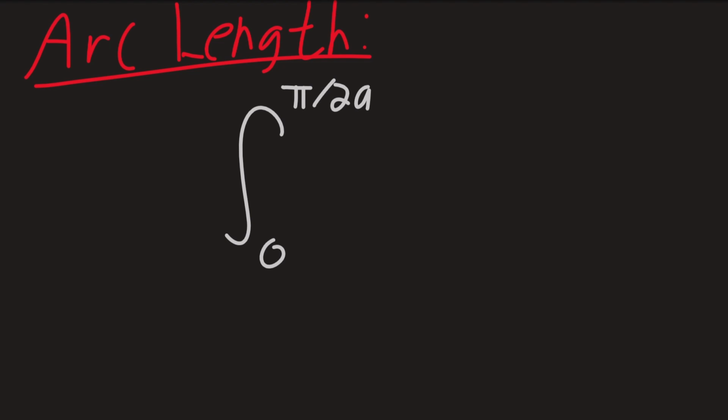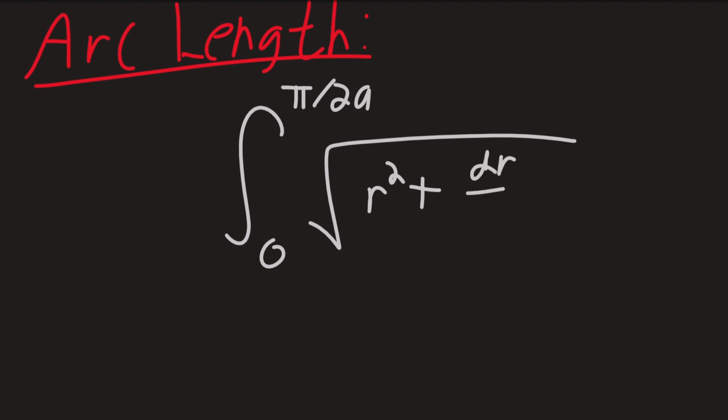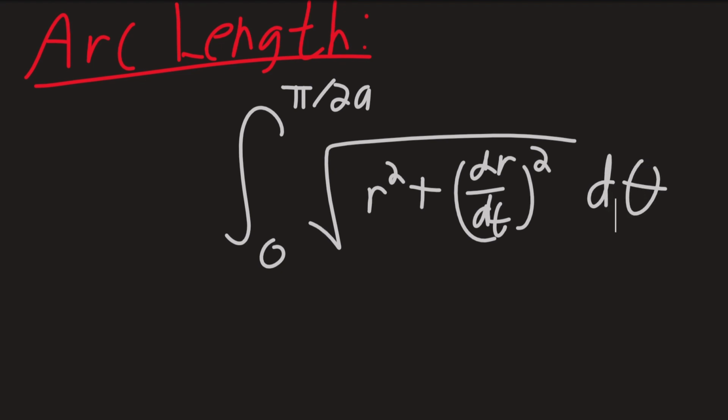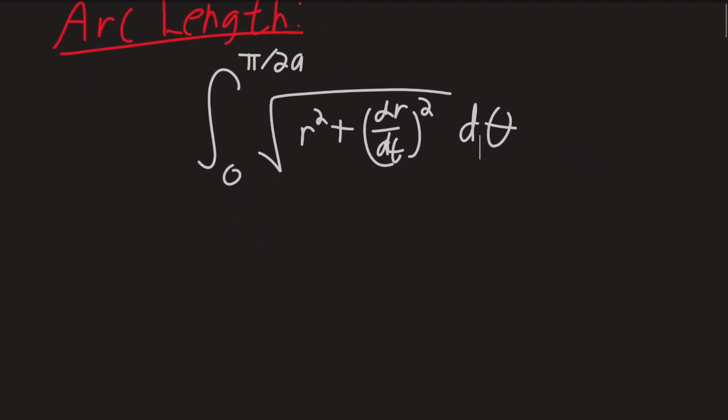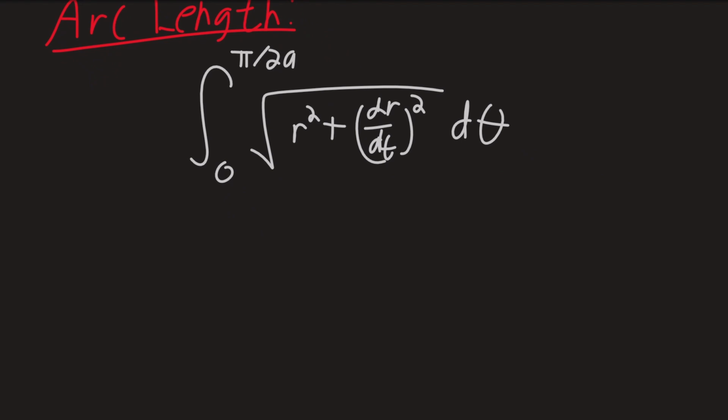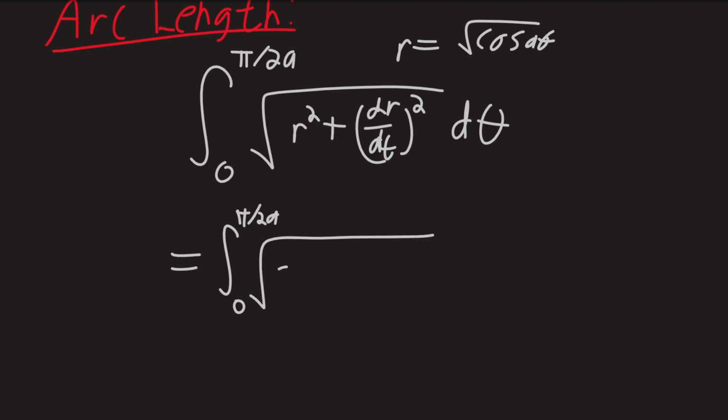We're going to have the square root of r squared plus dr d theta squared. And it's basically straight out of BC or Calc 2 class, I believe. Okay, and we know that r is just equal to the square root of cosine of a theta. So this integral just becomes the integral from 0, that's a big integral sign, to pi over 2a of the square root of cosine of a theta plus, well, dr over d theta.